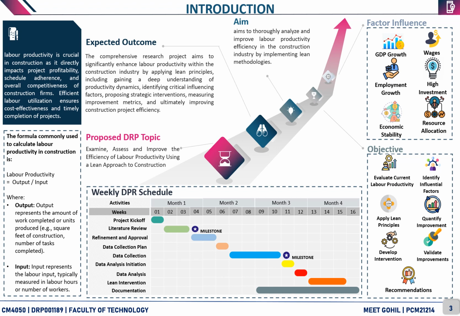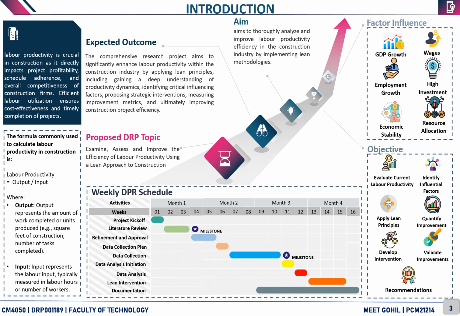Wages and standard of living. Increased labor productivity can support higher wages and improved living standards for workers. When workers are more productive, they can earn higher income, leading to improved quality of life. Employment growth. Labor productivity can influence employment rates, while higher productivity can lead to job creation in certain sectors.